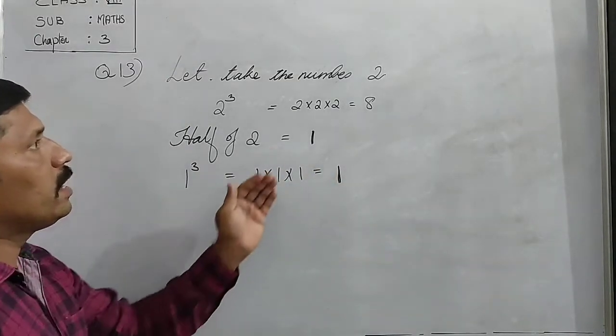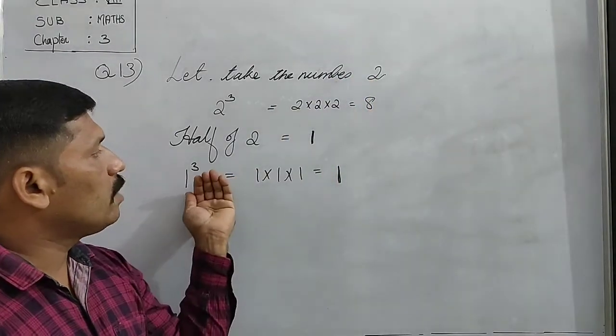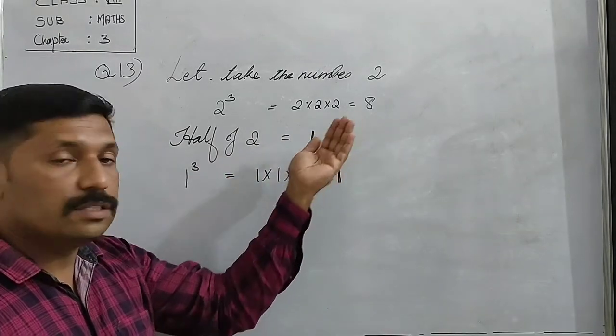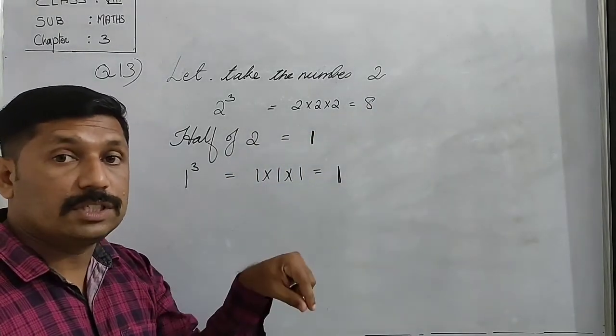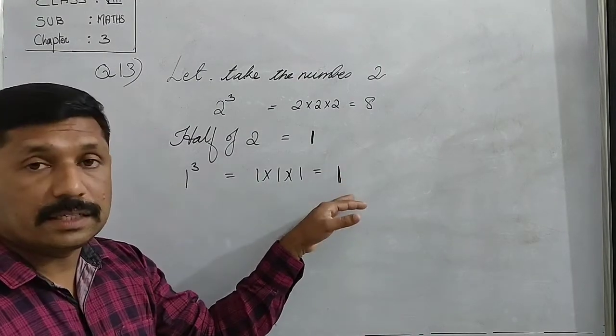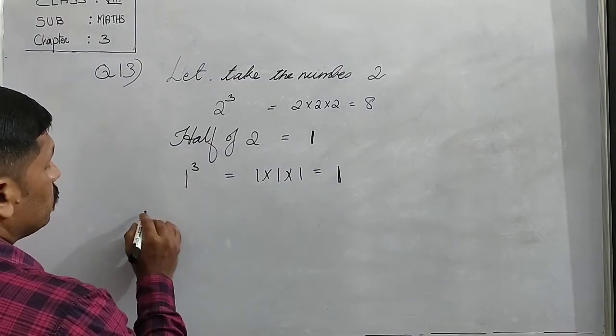So before, when I chose 2, the cube was 8. And after making half of that 2, the cube became 1. That means it is reduced. By how much is it reduced? You can see that it is reduced by 1/8. So we can write that.